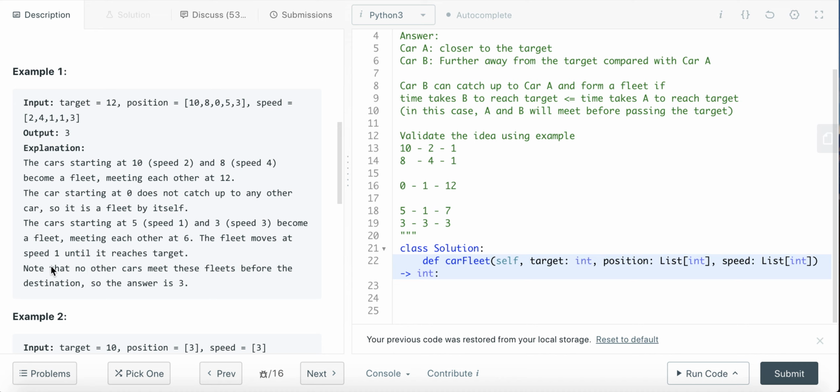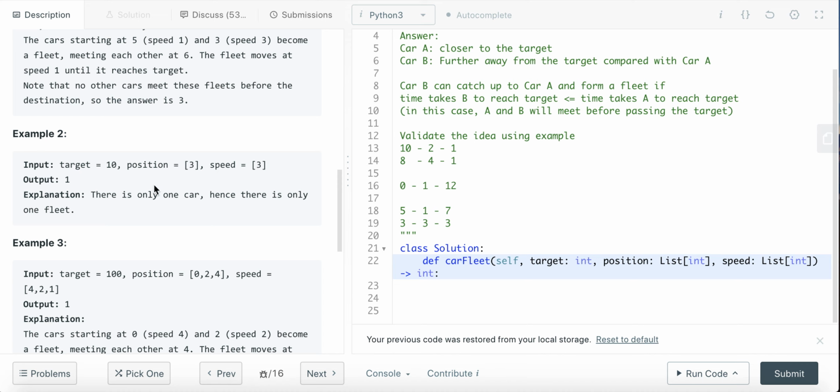The fleet moves at speed 1 until it reaches the target. So basically, after two cars meet each other, they form the same fleet, and then they travel at the speed of the slower car. Note that no other cars meet these fleets before the destination, so the answer is 3.